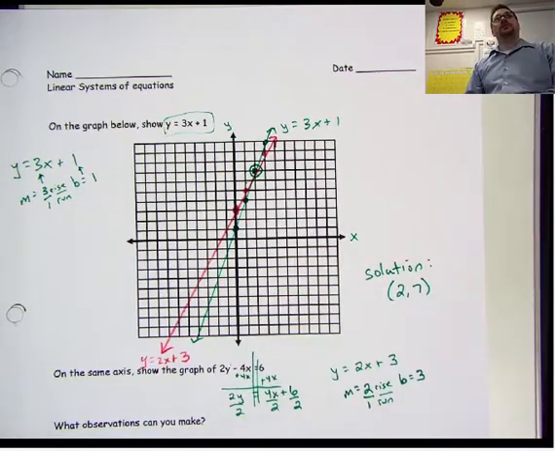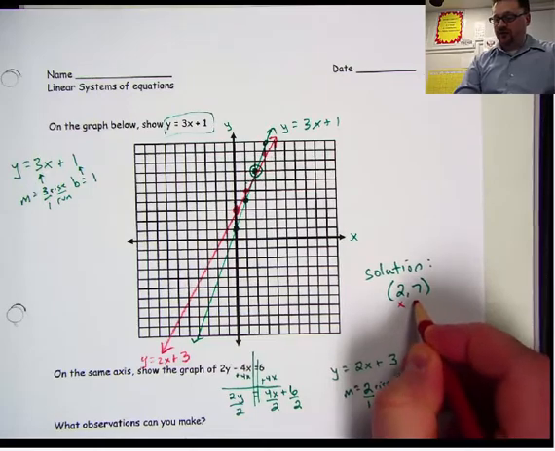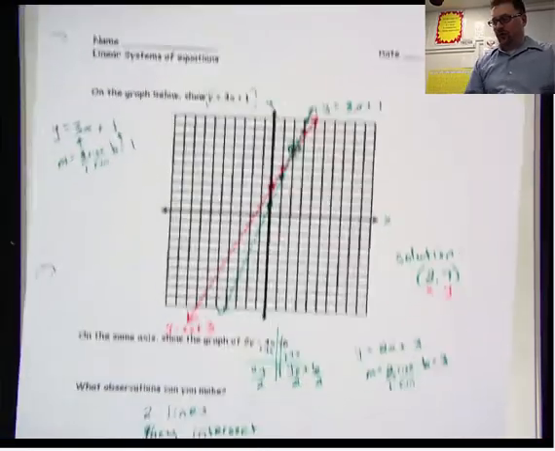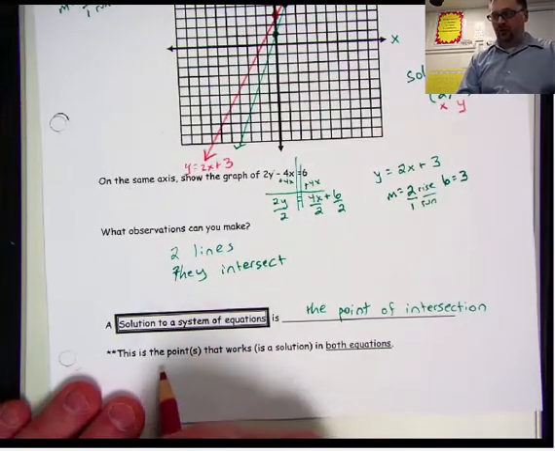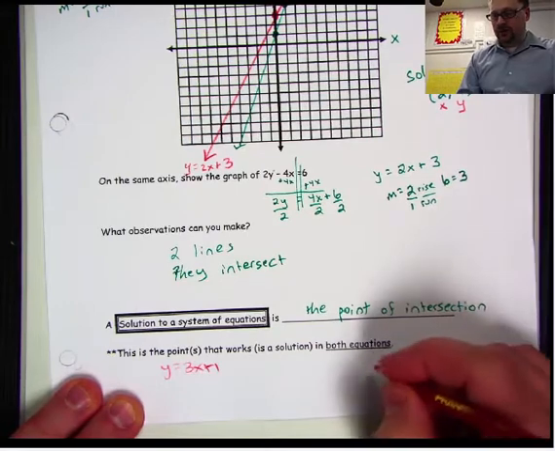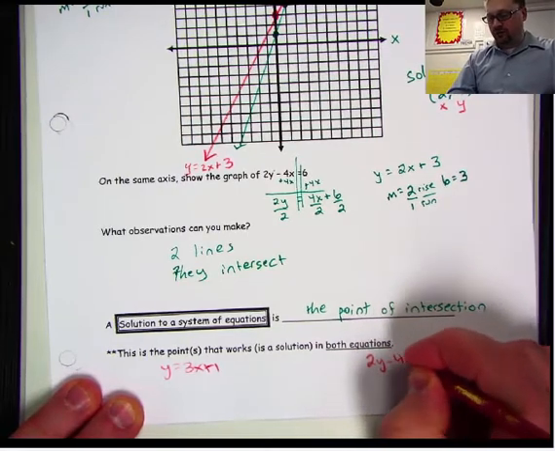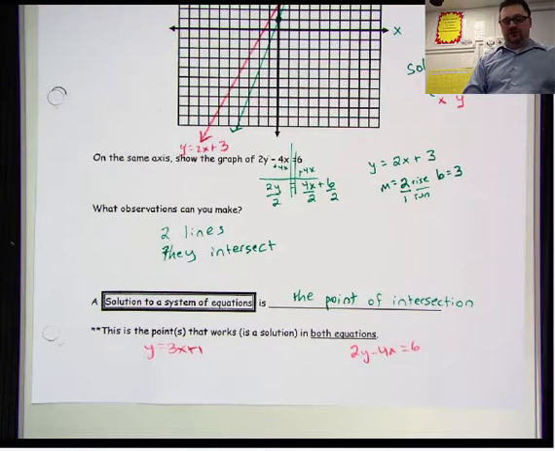Okay? And what the bottom question is all about is it wants us to show that it works or is a solution to both equations. So keep in mind that the 2 stands for x and the 7 stands for y. So what I'm going to do is write down my two equations the way that they were originally given. I had y equals 3x plus 1. I also had 2y minus 4x equals 6. And what I'm going to do is substitute my x and y values and make sure that they work.